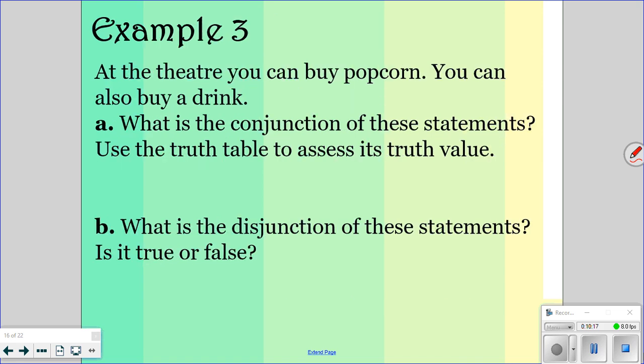Okay? So we're going to look at this example. At the theater, you can buy popcorn. You can also buy a drink. What is the conjunction of these statements?